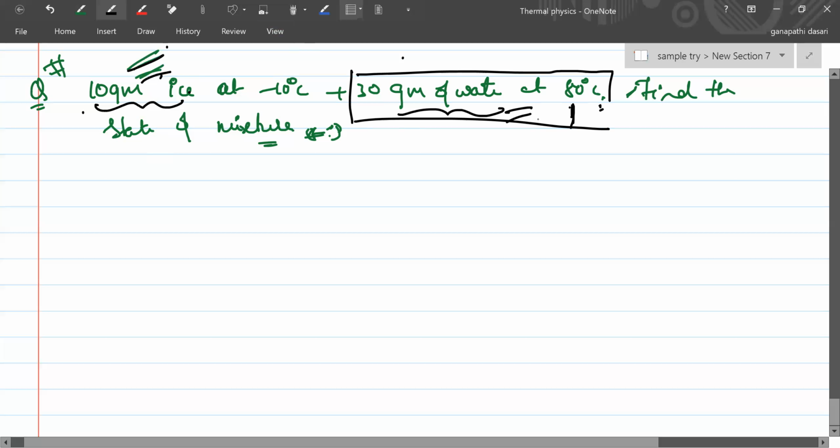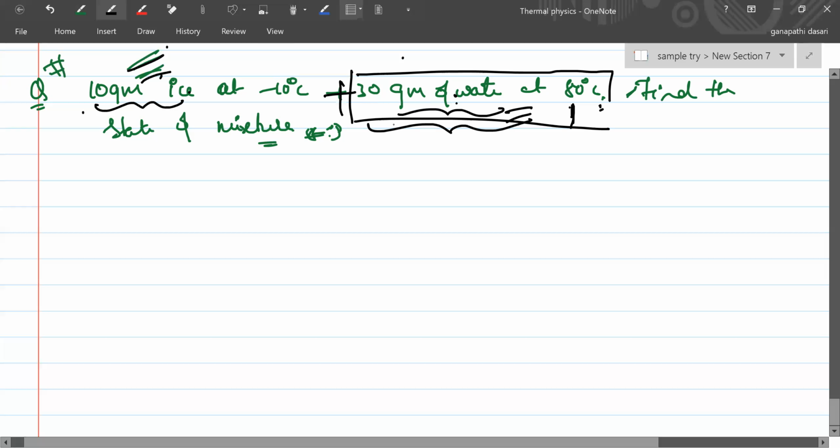Sir, but in the first problem we solved like this, no, sir? From -10 to 0, 0 to 0, then 0 to 80. In the first problem I was simply asking you to find out the energy required. This problem, the question is not energy required. Okay. But the energy should be given by this water. Can the water have this energy or not? That you need to find out.